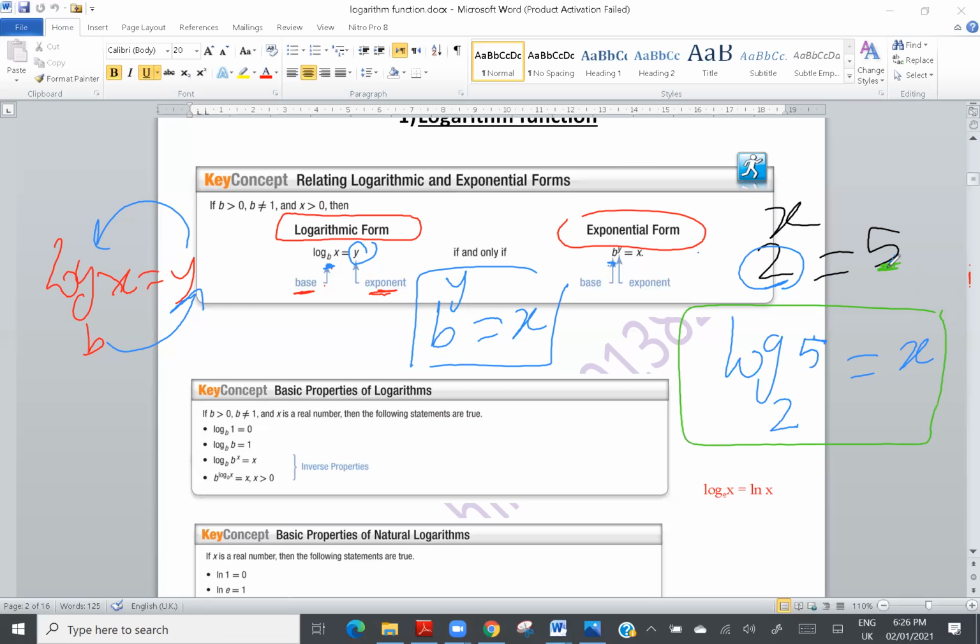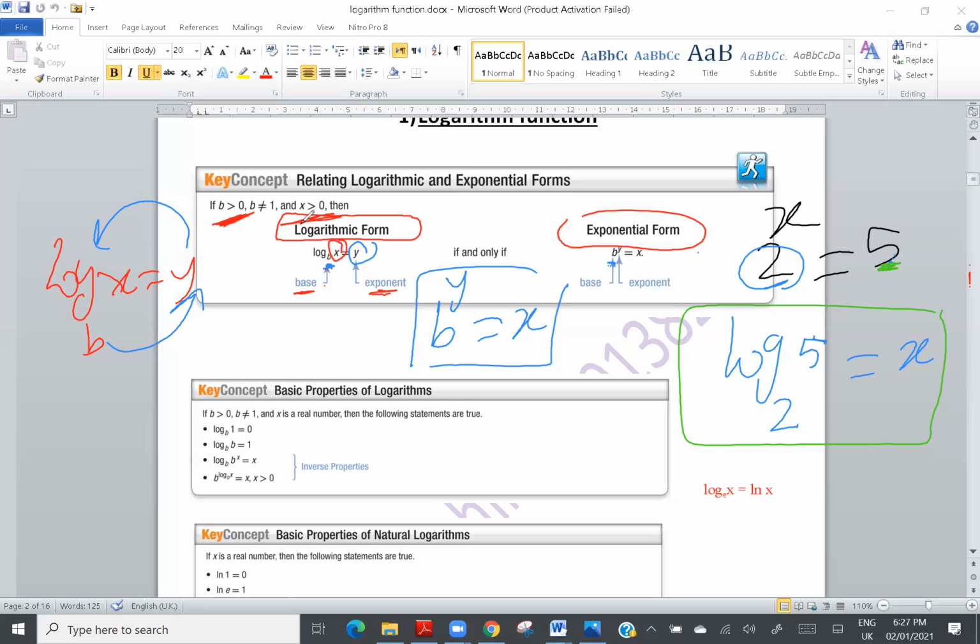Be careful, because there are some problems asking you about this. At this b, the base must be bigger than 0, and not equal to 1. And this x also must be bigger than 0. So you cannot find the logarithm of a negative number. So be careful because there is a question about it.